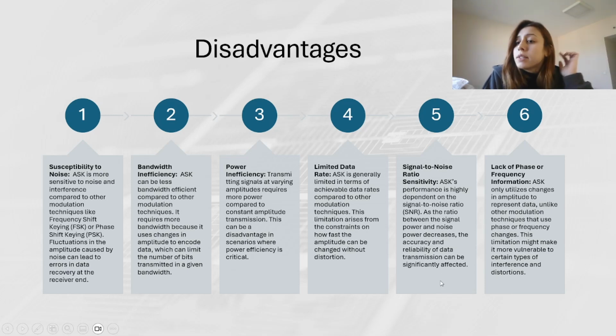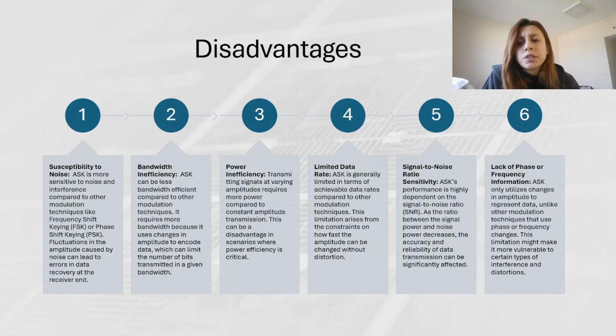Disadvantages. 1. ASK is more sensitive to noise and interference compared to other modulation techniques like frequency shift keying or phase shift keying. Fluctuations in the amplitude caused by noise can lead to errors in data recovery at the receiver end. 2. Bandwidth inefficiency. ASK can be less bandwidth efficient compared to other modulation techniques. It requires more bandwidth because it uses changes in amplitude to encode data, which can limit the number of bits transmitted in a given bandwidth.